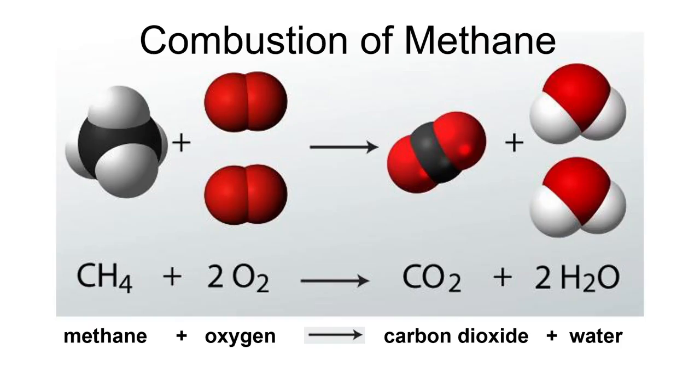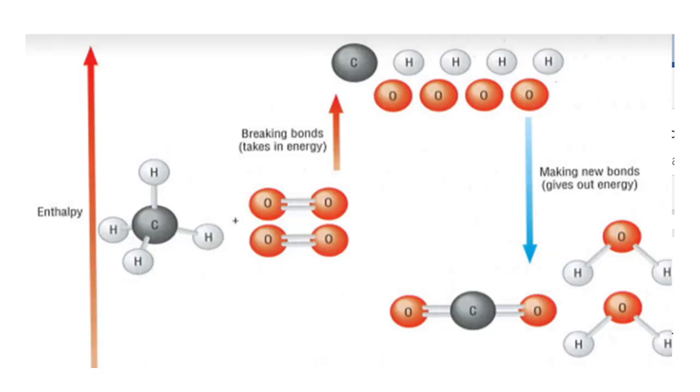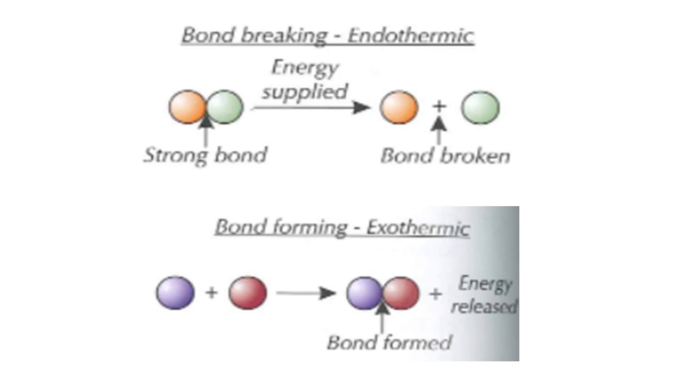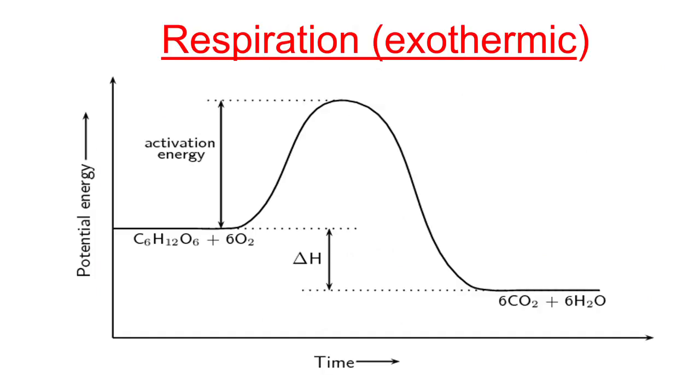So in the combustion of methane, the bonds are broken, and then they are reformed to carbon dioxide and water. Bond breaking is endothermic, and so bond forming is exothermic.